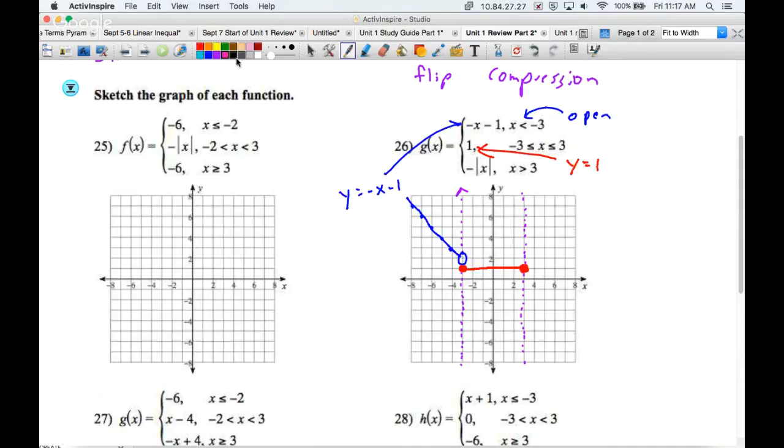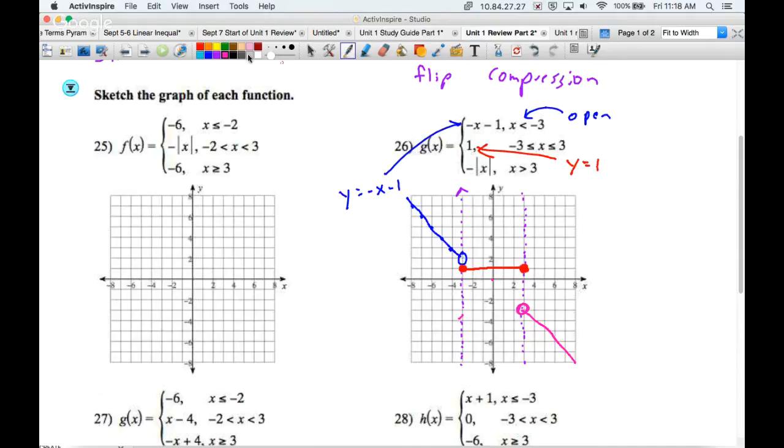And the last one is negative absolute value of x. That's going to be our parent function, but flipped over. But I know I'm only going to keep the part that ends up in that third strip. So all of this gets erased. And then it's going to start with an open circle because it doesn't have the or equal to.